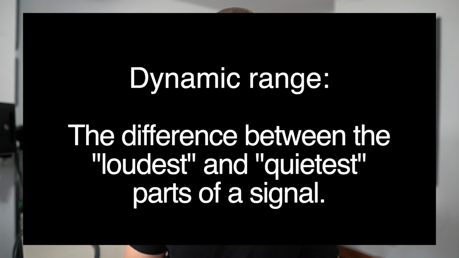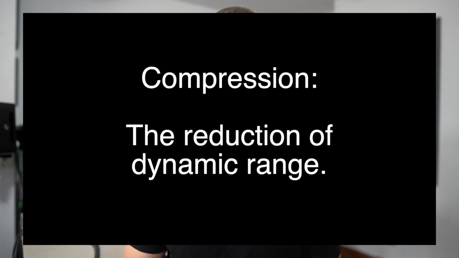So before we get started, I quickly want to go over a few different definitions here. First, we have dynamic range, which is effectively the difference between the loudest part of a signal and the quietest part of a signal, followed by compression, which is the reduction of that dynamic range. Compression is also known as dynamic range compression.